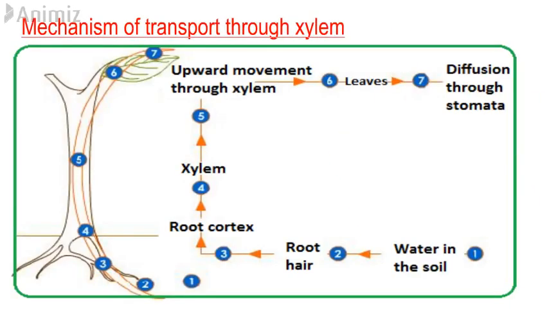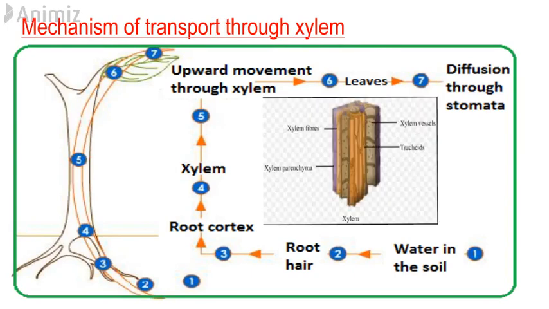Now, let us discuss the mechanism of transport through xylem. The transportation in xylem is unidirectional, that is, upward movement. This is known as ascent of sap. First, the water and minerals are absorbed by the root hairs and reach the xylem present in the stem. Through the xylem, it reaches the leaf.